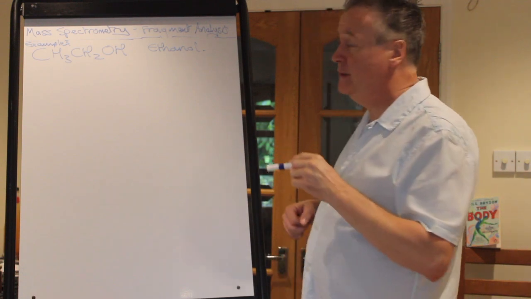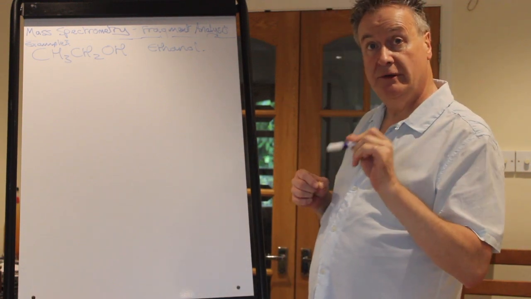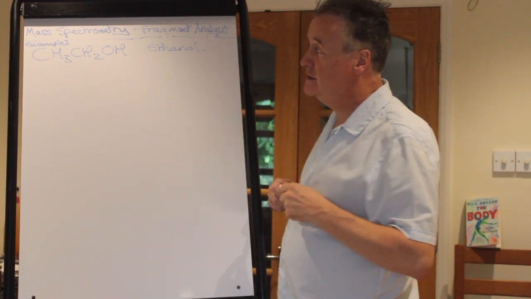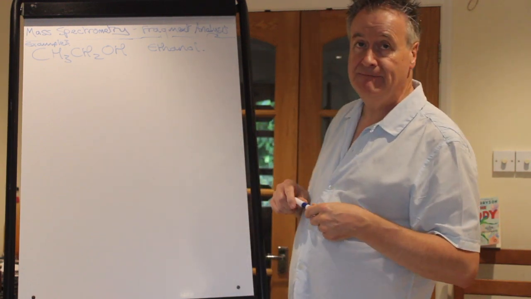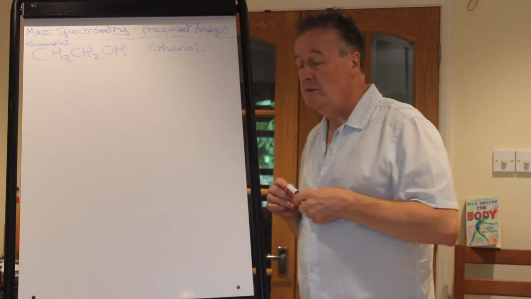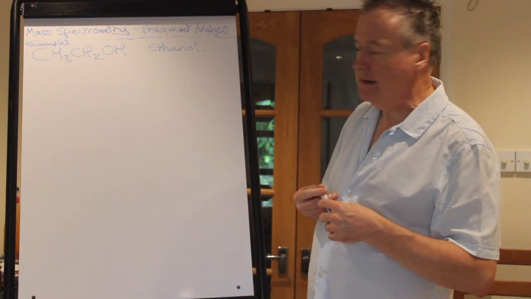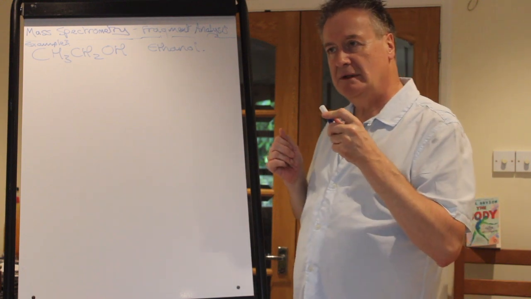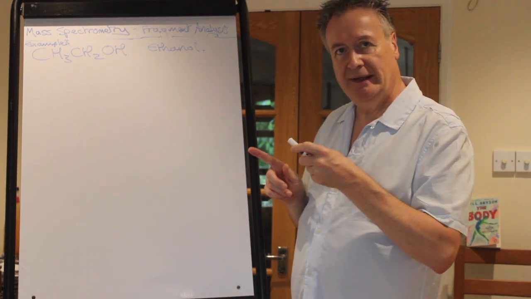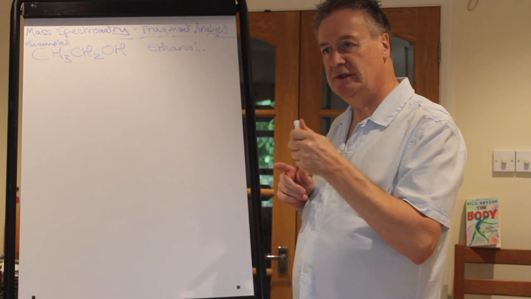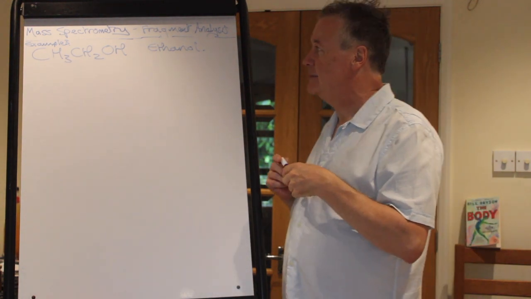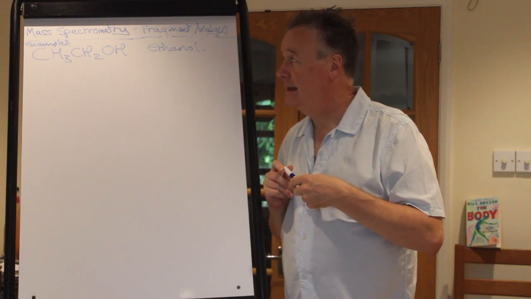So, example 3. This time I want you to have a go. Just let me explain what I want you to do. So, ethanol, CH3CH2OH, formula mass, you'll need that. What I want you to do is pause me in a moment and try to predict the obvious peaks that you're going to get in the mass spectrum of ethanol.